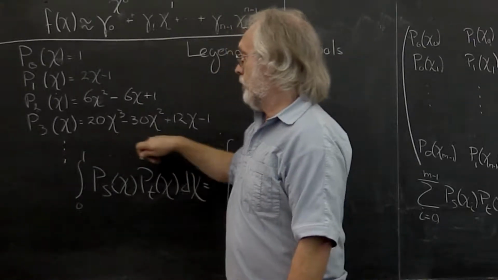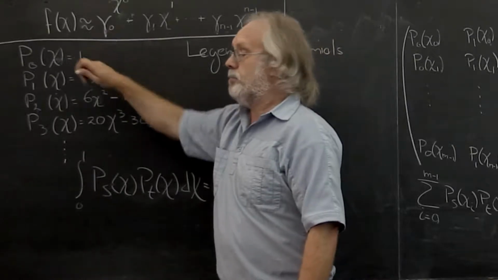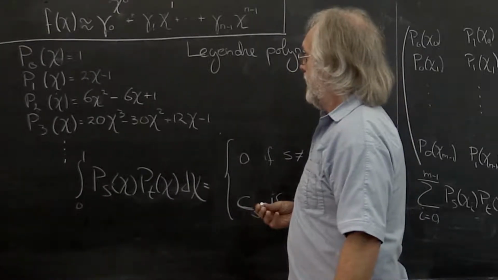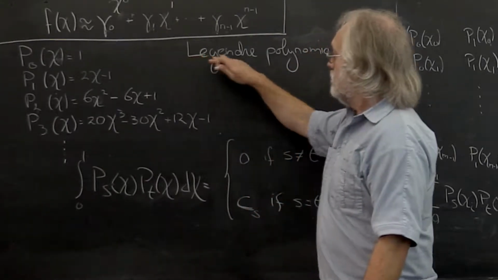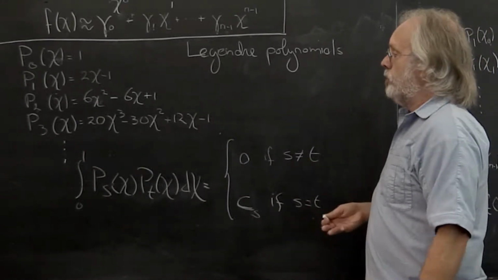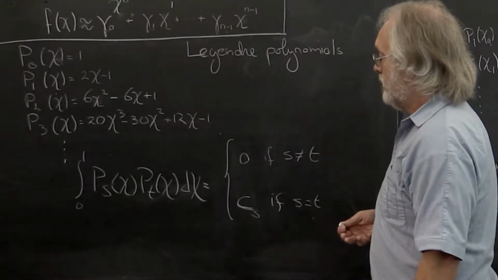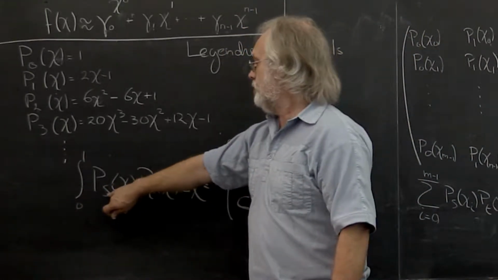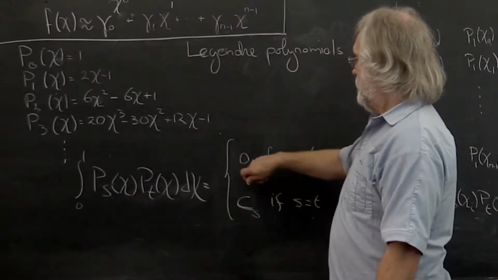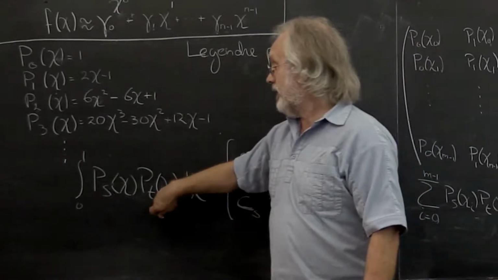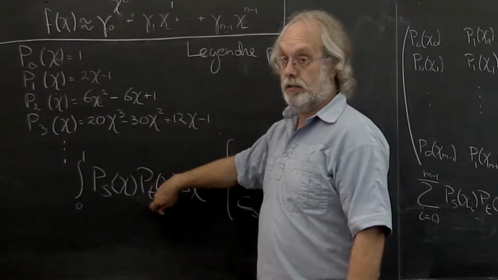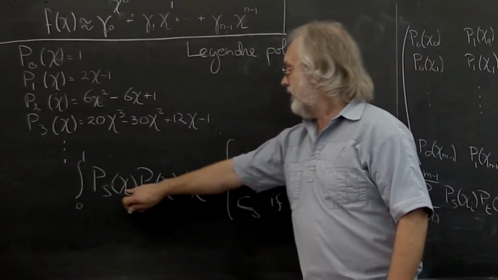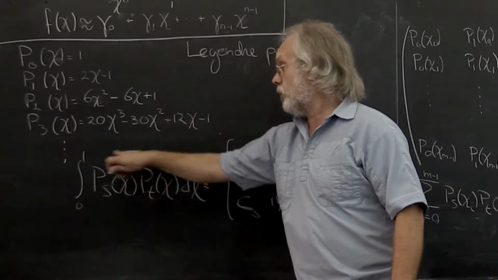Now, there's actually a recurrence relation between these different polynomials, but here I've just written out a couple of the first ones. And these particular polynomials are known as Legendre polynomials on the interval from 0 to 1. And they have the property that if you integrate the product of any two of these, then either you end up with 0 if you're not integrating the same two polynomials multiplied together, or some constant that depends on s if s is equal to t. In other words, if you integrate the square of the polynomial.